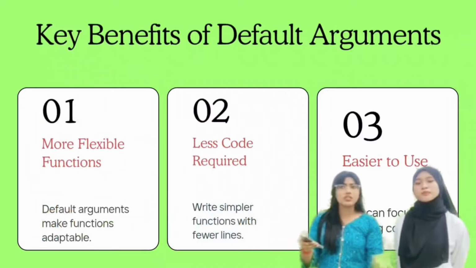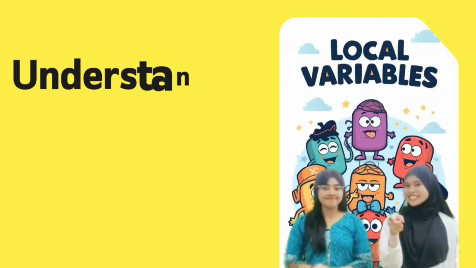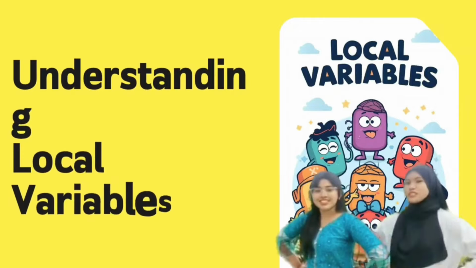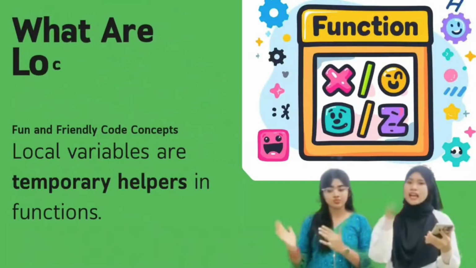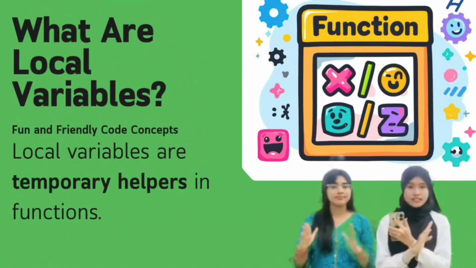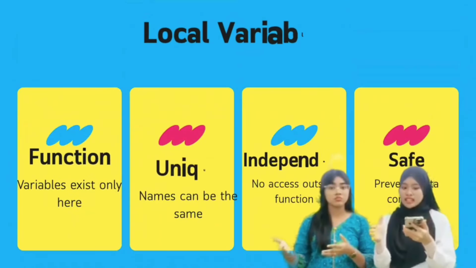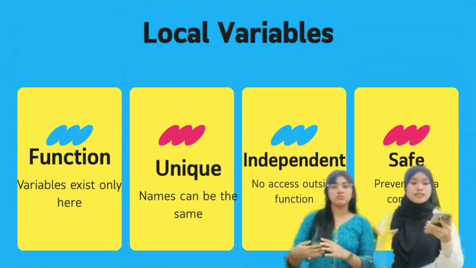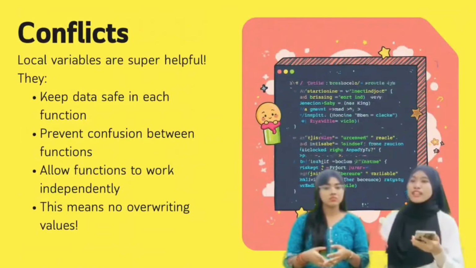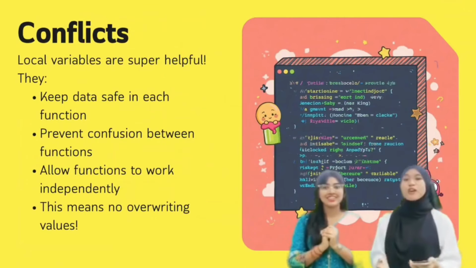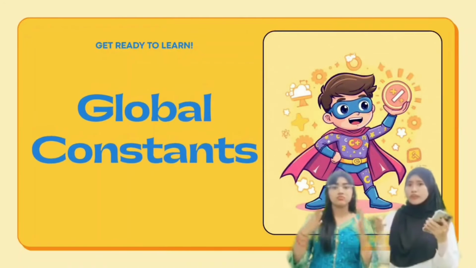Default arguments make the function more flexible and reduce errors. Next is local variables. Local variables are variables that exist only inside a function, and other functions cannot access them. For example, a variable named salary inside main is different from a variable named salary inside another function. So, local variables help prevent data conflicts and keep functions independent, which is different from global variables.